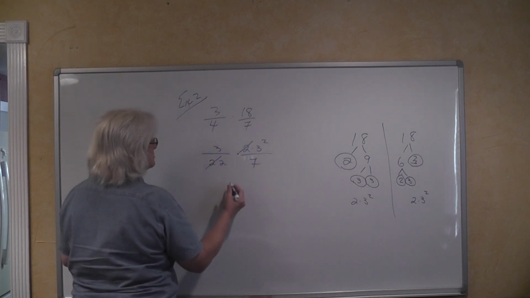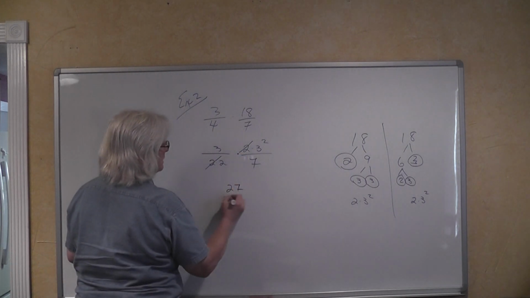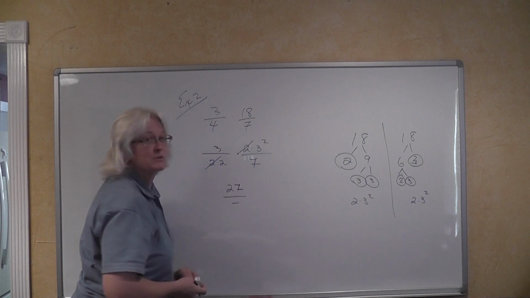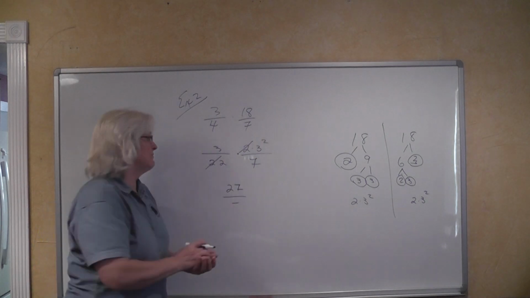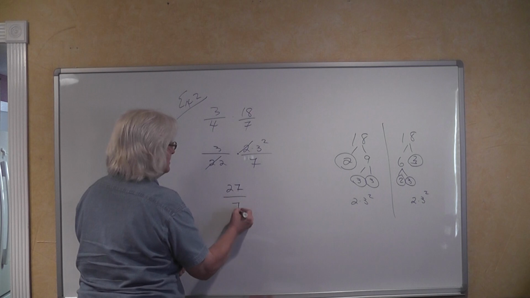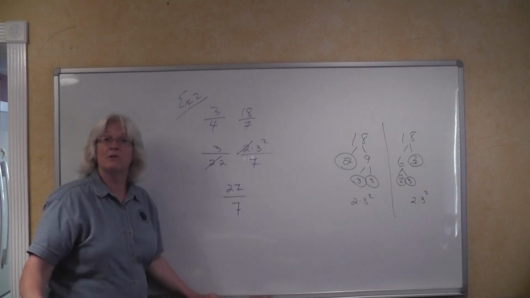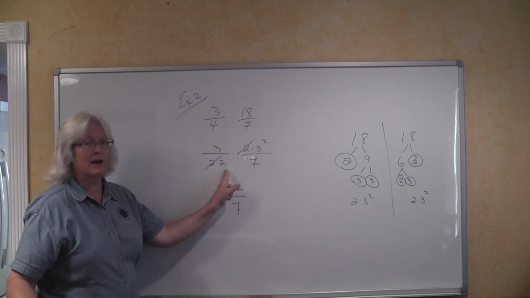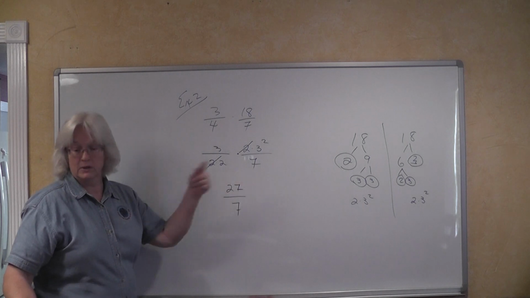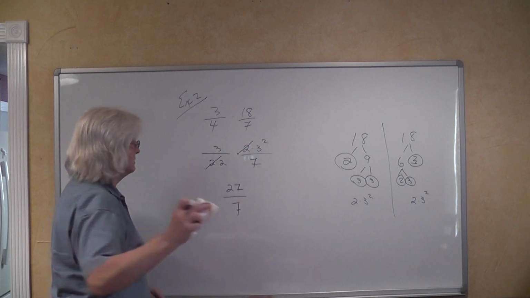3 times 9 is 27. That doesn't look right. Okay, I was going to say 3 times 9 is 27 over 7. What did I forget to do? I have a factor of 2. 2 times 7 is 14.